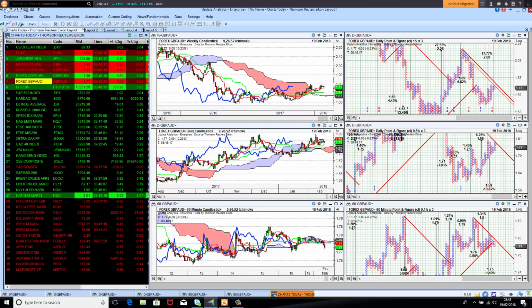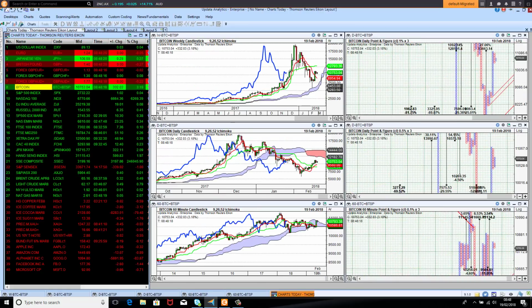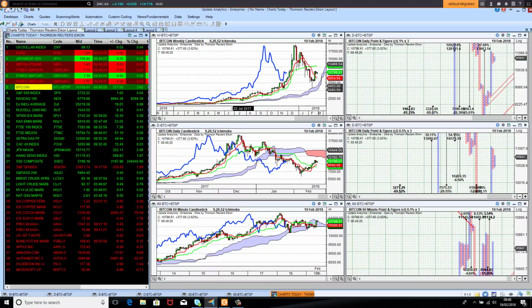Looking at Bitcoin, Bitcoin recovering back above this $10,000 level, 10,800. Interestingly, this morning I'm running on Thomson Reuters data. I normally run on Bloomberg data, and we're seeing here this chart's just slightly different, and that's to do with the fact that we've got these big spikes that are not showing up in the Bloomberg data, so that will affect the clouds because the clouds are calculated on the high-low data.